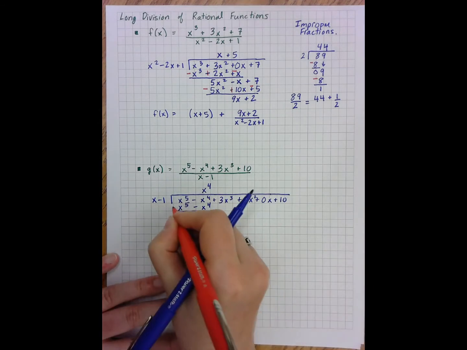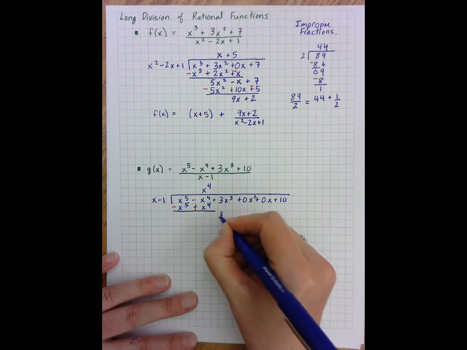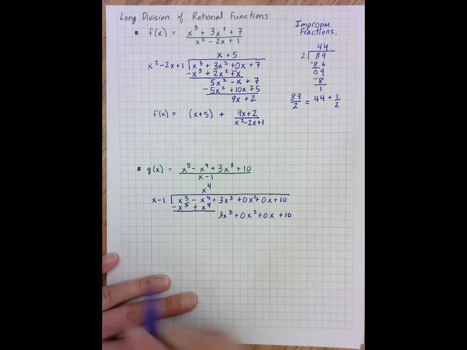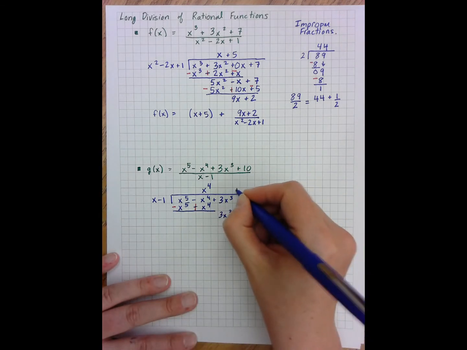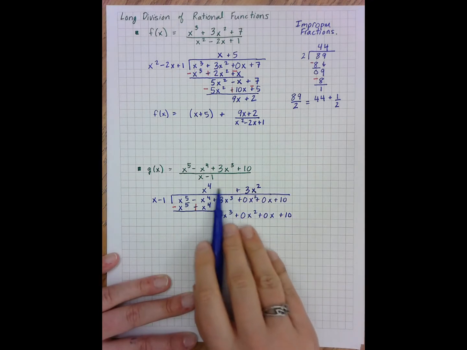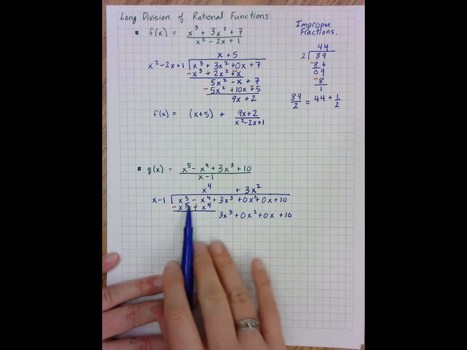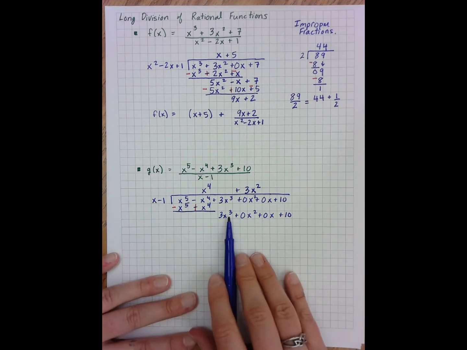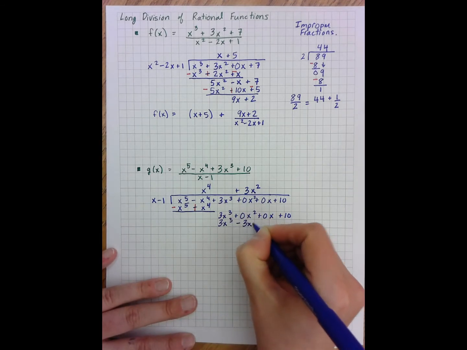Subtract, subtract. Oh, everything cancels. So I can just bring down my 3x cubed plus 0x squared plus 0x plus 10. So now I'm all the way over here. What I need is a 3x squared. And you'll notice I skipped this spot right here because I'm not doing an x cubed, and it just reminds me that two things canceled, that I'm moving straight on to how to multiply x by to get 3x cubed. So distribute: 3x cubed minus 3x squared.